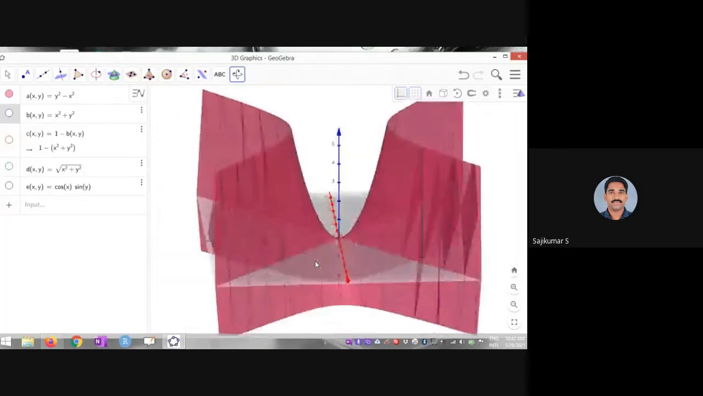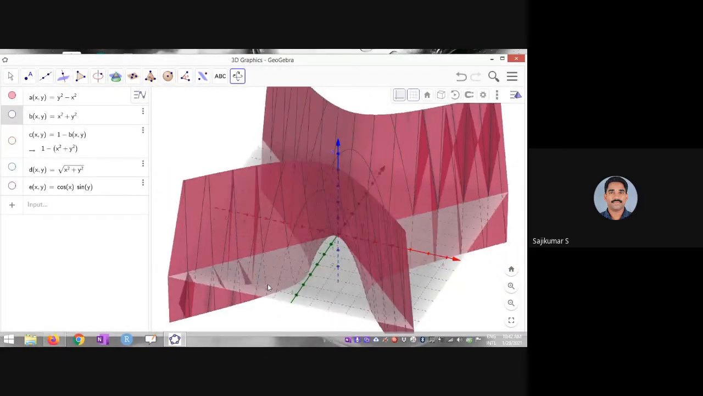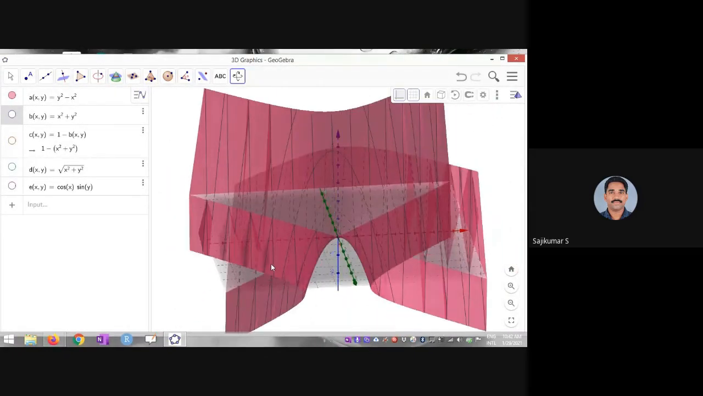See the graph of this function. This is the graph of the function z is equal to y square minus x square. This surface is called a hyperbolic paraboloid. For this function, at the origin, can you see some relative maxima or relative minima?